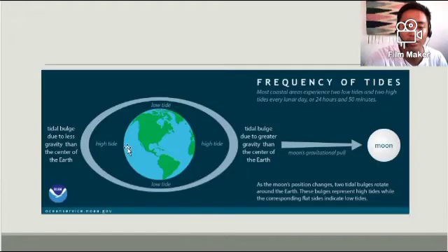So here's the image. So ayan nga, facing the moon. Mas malakas yung gravity ng moon, so it causes a high tide.